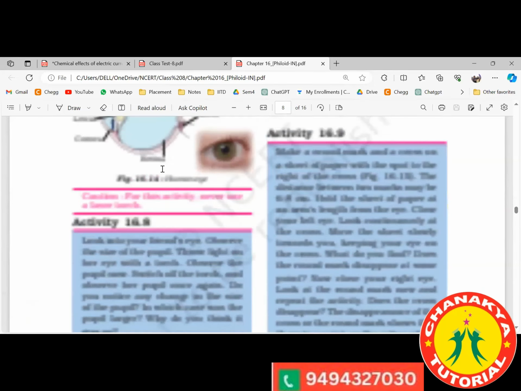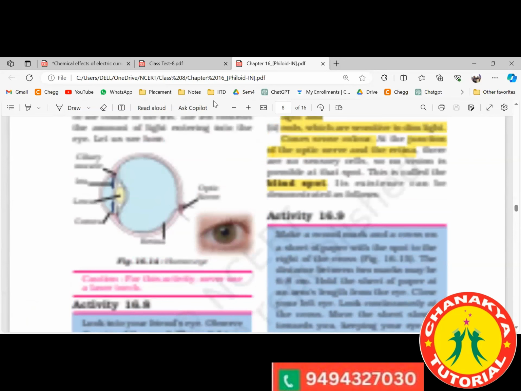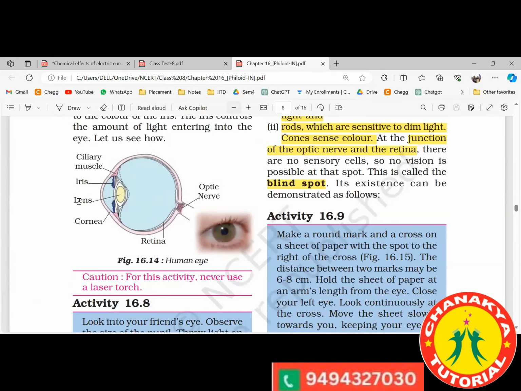But cornea, iris, pupil, retina. Let me show you. Can you see this image? Yes, sir. Image of an eye. So these are the main parts you need to know. And if you write sclera, it will give a good impression on your teacher that you know this much. It is a very good impression on your teacher.